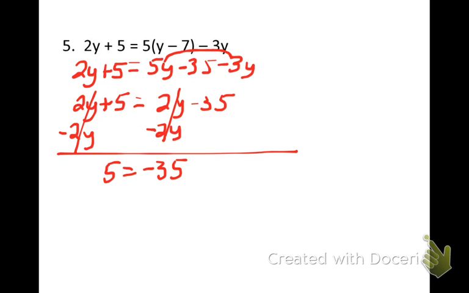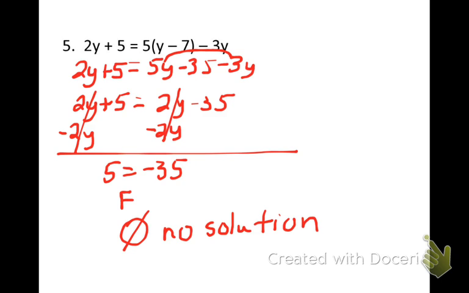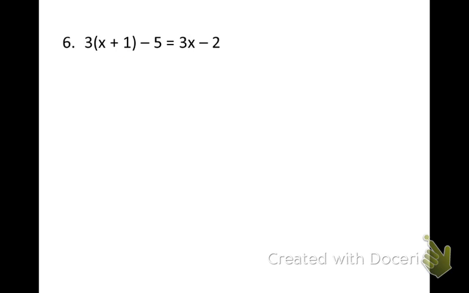Does 5 equal negative 35? No, that's a false statement. And when you get a false statement, that tells you there is no solution. You can write that symbol as long as you know that it means there's no solution. So there's no number that you can replace the variable y with in this problem that will make it true. That happens when the variable disappears and you get a false statement. So kind of a special situation there.